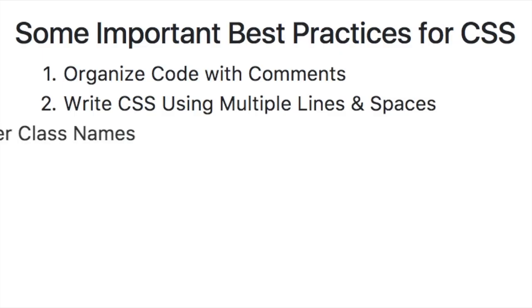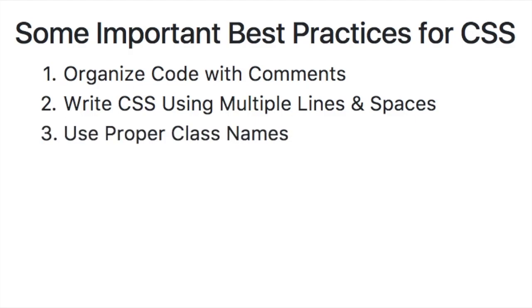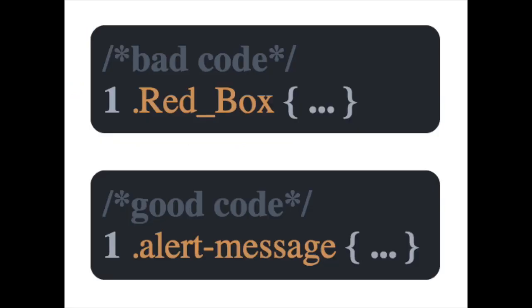Number 3 we have is using proper class names. As we mentioned in the last video, make sure class names relate to the content of the element it wraps. We want to try to write our selectors similar to how CSS properties are written, so they should be all lowercase, and if we have multiple words, just use a hyphen in the middle. Don't create classes like the one in our bad code. They might look good now, but they will definitely cause confusion.